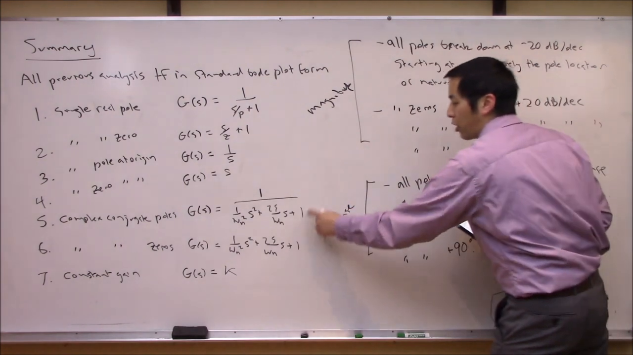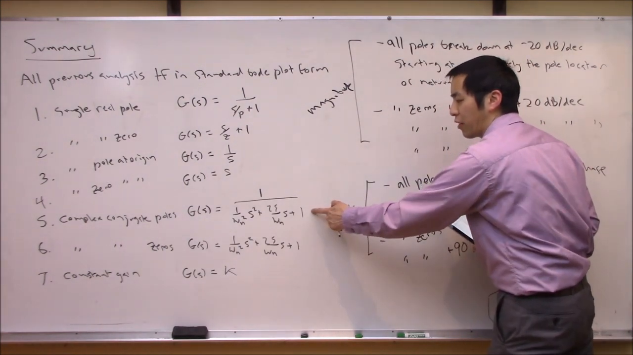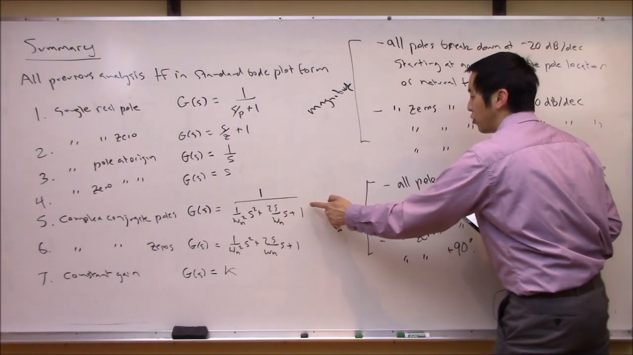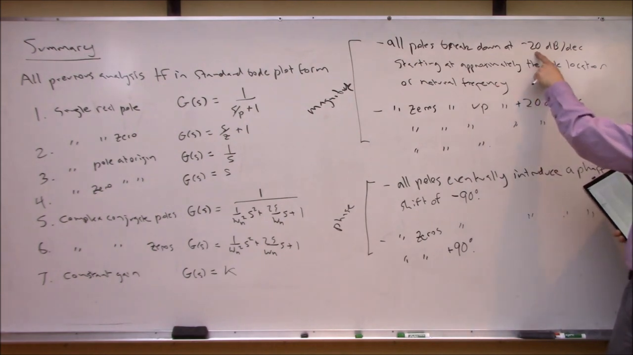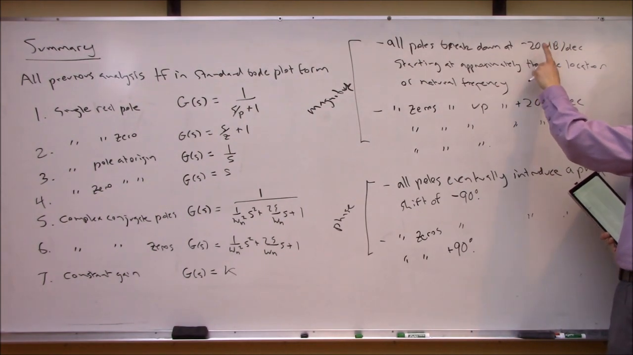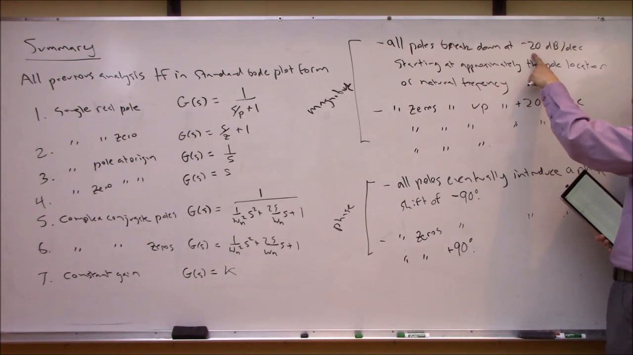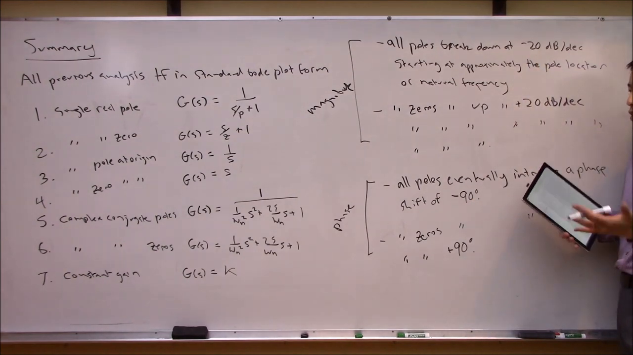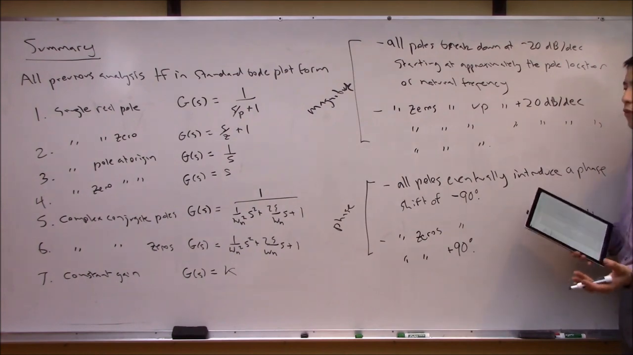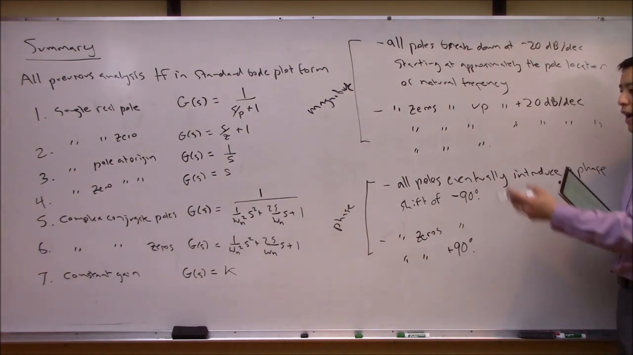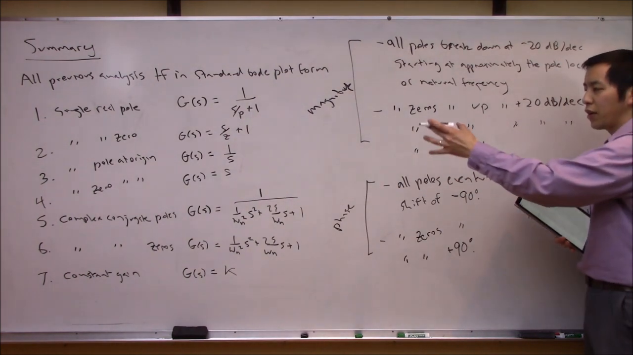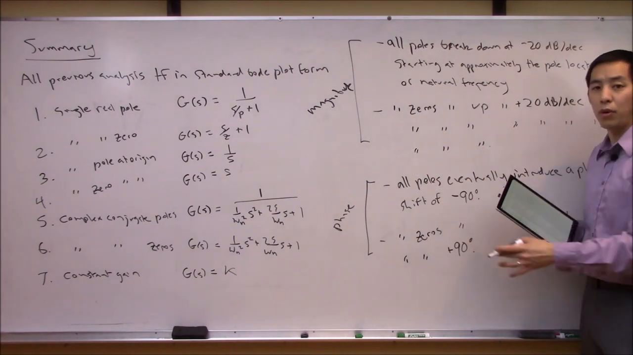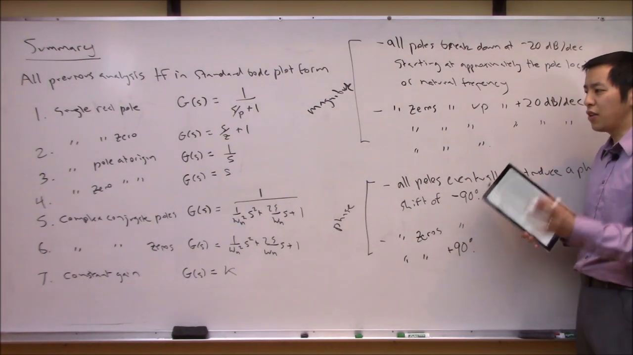Even for the case of complex conjugates, you basically look at this as two poles. Two poles means that each one of those poles gives you negative 20 decibels, so overall, the pair gives you minus 40 decibels per decade. And overall, you lose 180 degrees of phase. So hopefully this was very helpful for understanding how all of these seven different components, how do their Bode plots individually look?